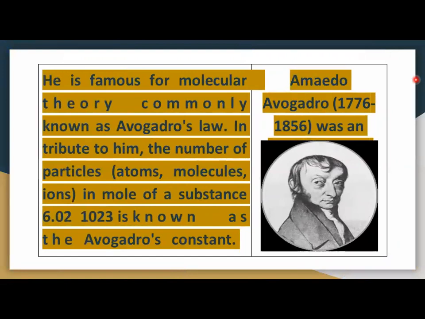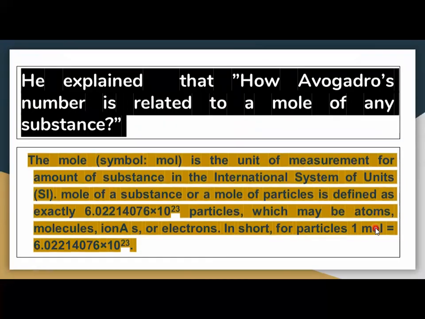Avogadro, 1776 to 1856. He is famous for molecular theory, commonly known as Avogadro's law. In tribute to him, the number of particles, atoms, molecules, ions in a mole of a substance, 6.0×10^23, is known as the Avogadro constant. He explained how Avogadro's number is related to a mole of any substance.